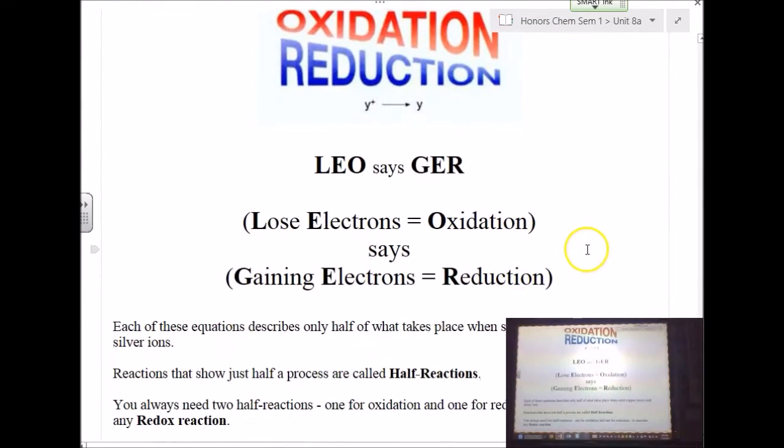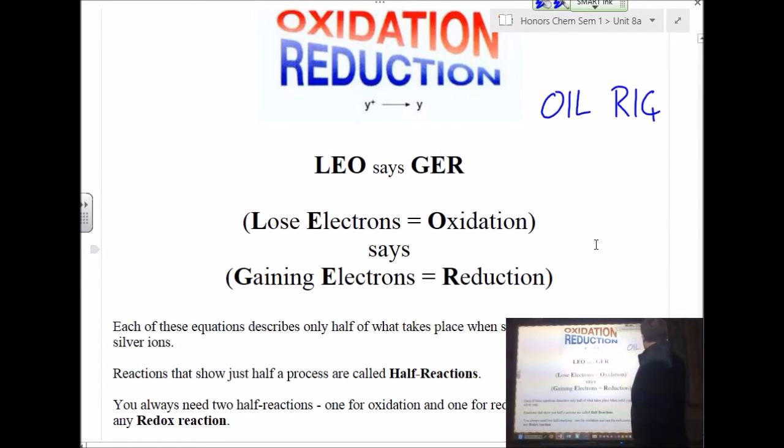All right, so what I want to go to is this statement right here. It's called Leo says grr. I don't know if you've heard this before, or maybe you may have heard oil rig. Have you guys ever done redox? Okay, good. That's why I'm doing this. So this is how you can remember, and there's two. I've got Leo says grr or oil rig. I don't care which way you remember it.